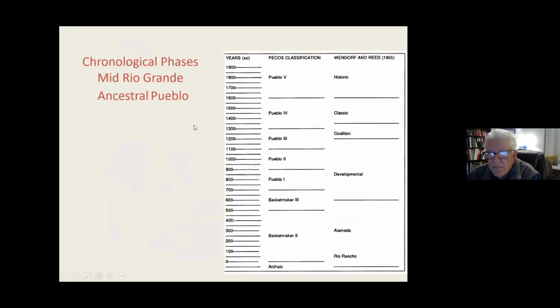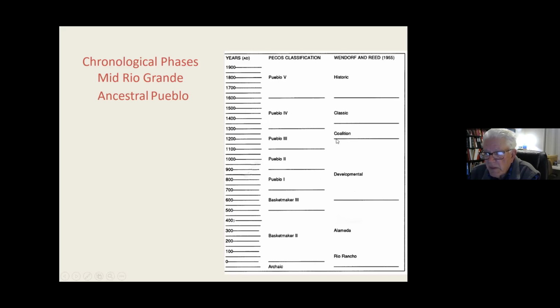Okay. You guys have all memorized this kind of a chart, so I won't spend a long time on it. We have the Pecos classification, which has been around for a long time, since Alfred Vincent Kidder. Basket Maker 2, 3, Pueblo 1, 2, 3. It was very nice of everybody to change routinely by 200-year increments, don't you think? Then Wendorf and Reed in 1955 came along with an alternative classification, which I'm not sure was better, but it's often used in this area. And so this shows the correlation of the two.